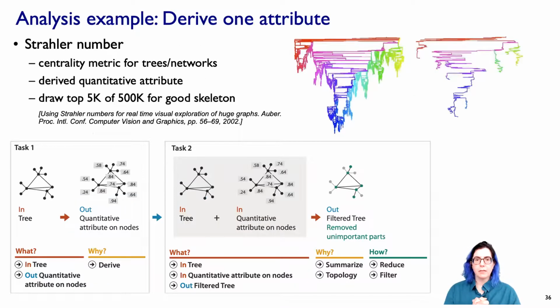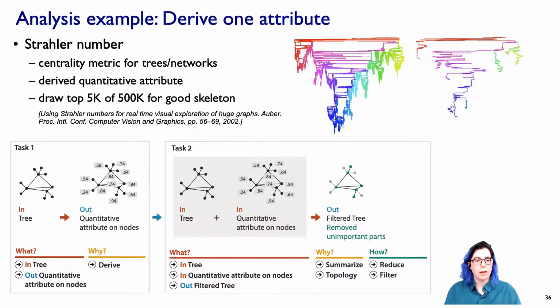Let's look at a more complex example where we actually have to do a global calculation across the whole data set. So the Strahler number is one of many approaches to so-called centrality metrics, trying to figure out if you have a big complicated tree or network, which nodes are the most crucial and important ones. And we can derive this as a quantitative attribute.